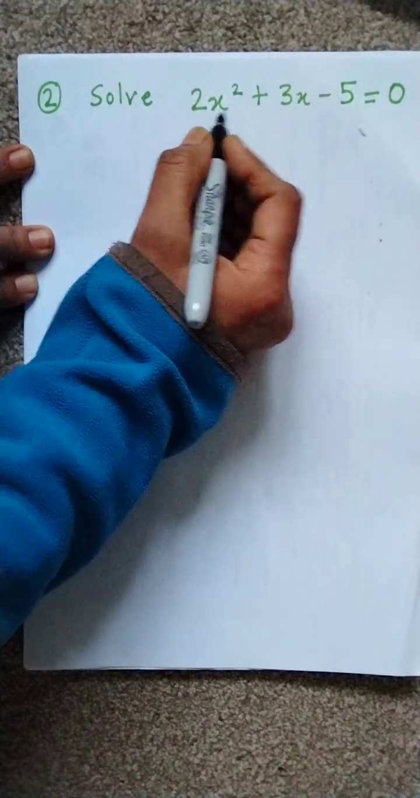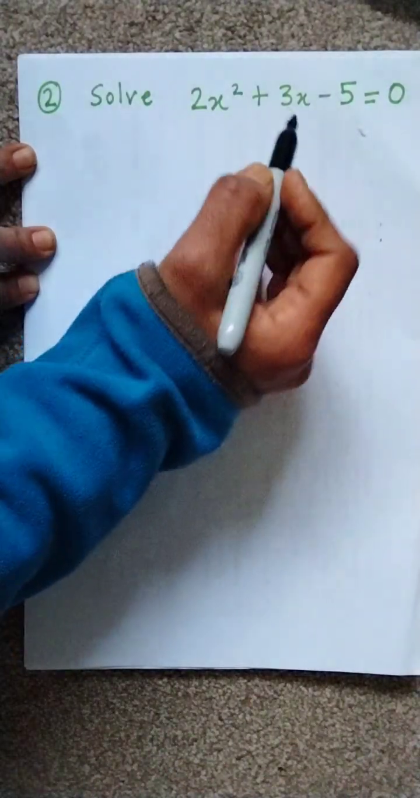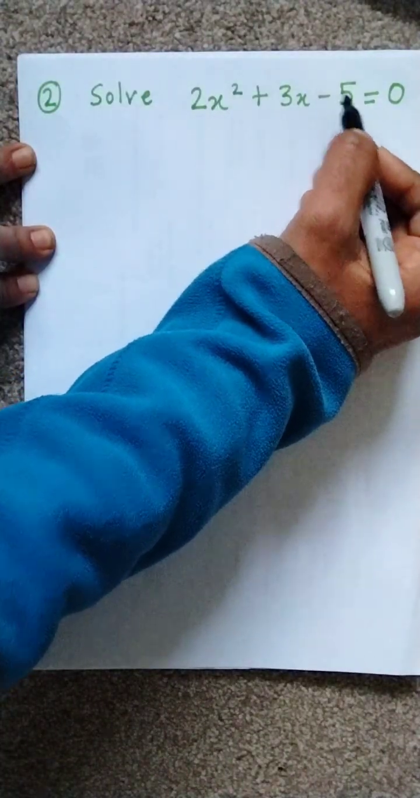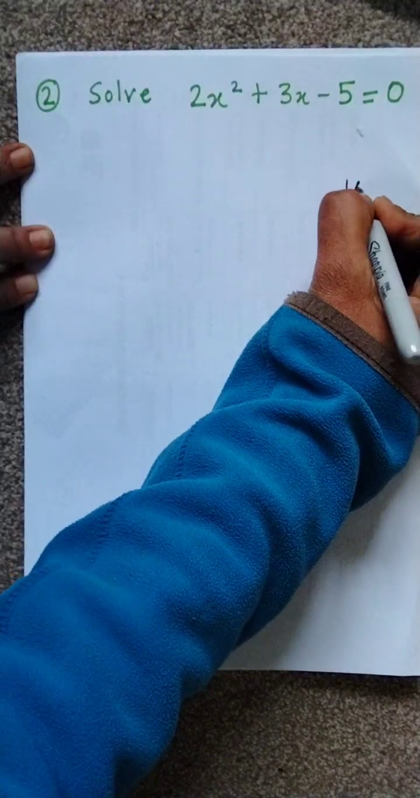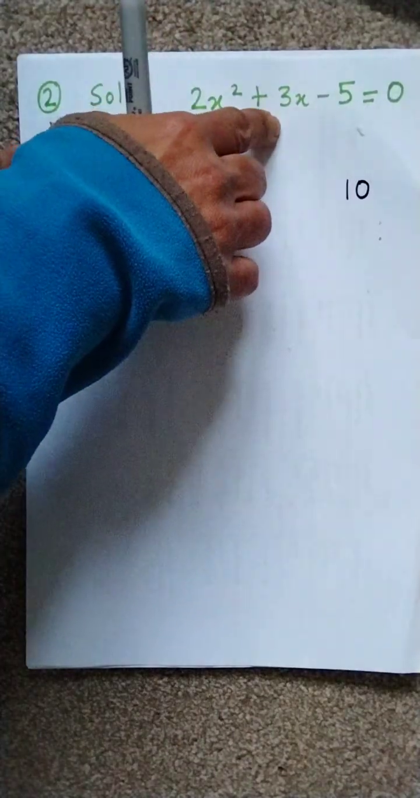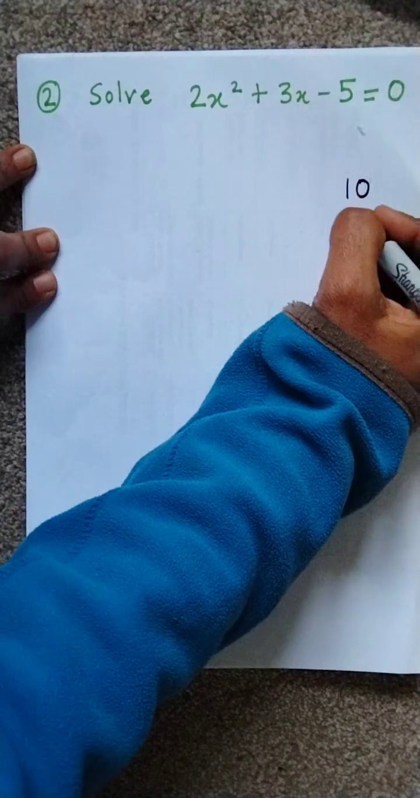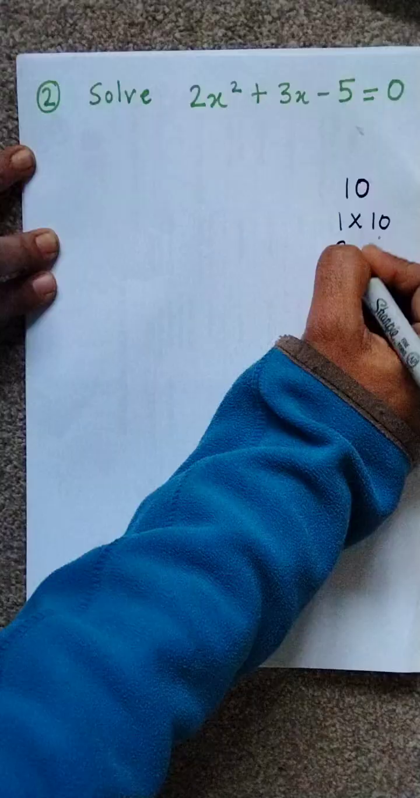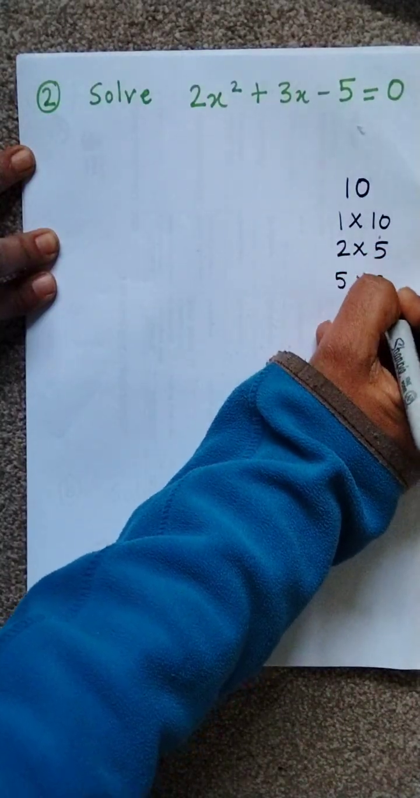So it is 2x square plus 3x minus 5. What is the product this time? This time the product is 2 times minus 5, which is minus 10. The product should be minus 10 and the sum should be 3. So let us split 10 first. 10 can be written as 1 times 10, or 2 times 5, or 5 times 2, or 10 times 1.